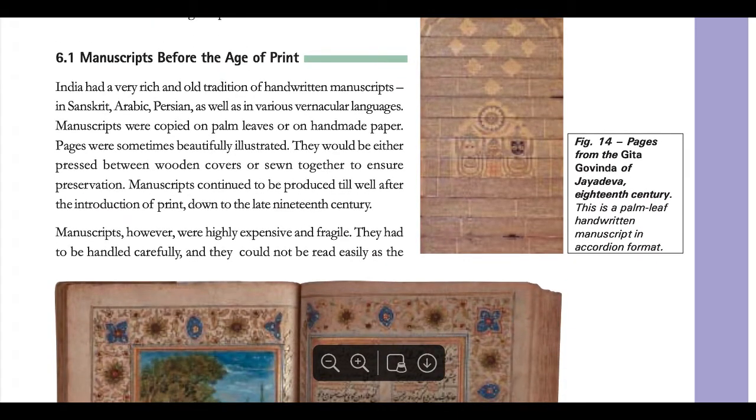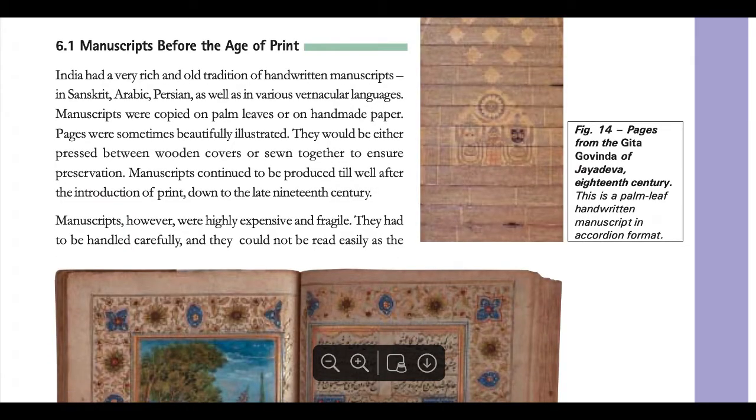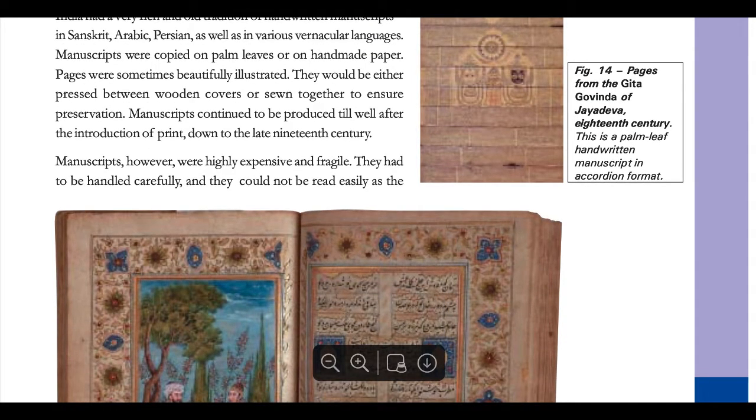Manuscripts before the age of print. India had a very rich and old tradition of handwritten manuscripts in Sanskrit, Arabic, Persian, as well as in various vernacular languages. Manuscripts were copied on palm leaves or on handmade paper. Pages were sometimes beautifully illustrated. They would be either pressed between wooden covers or sewn together to ensure preservation. Manuscripts continued to be produced till well after the introduction of print, down to the late 19th century.